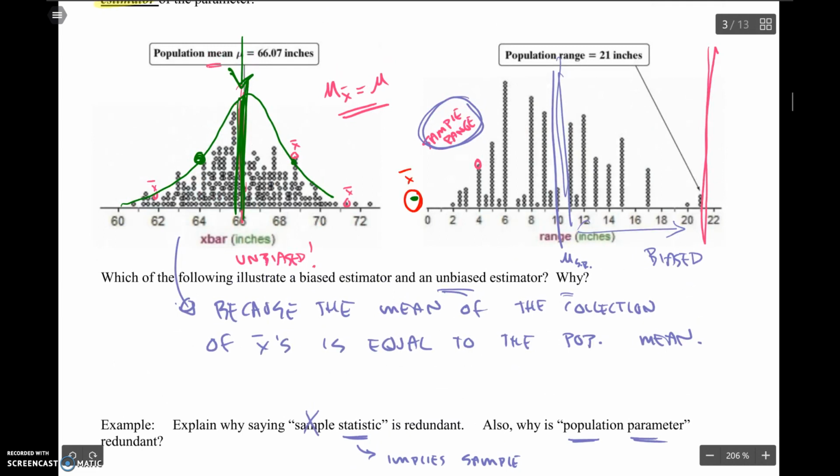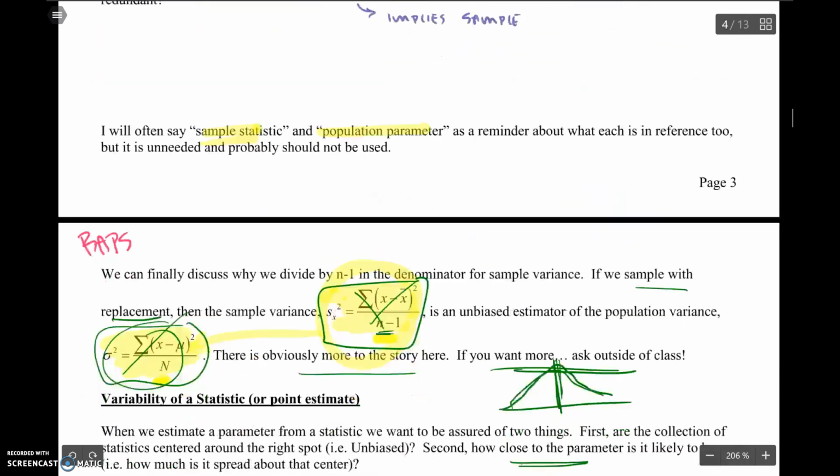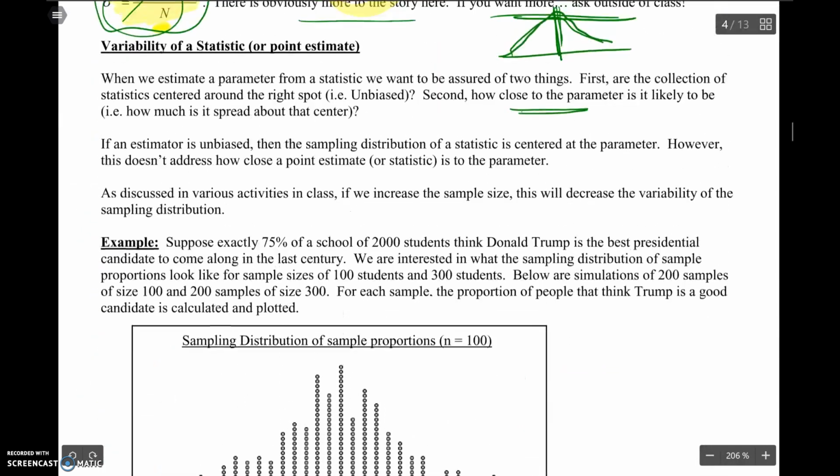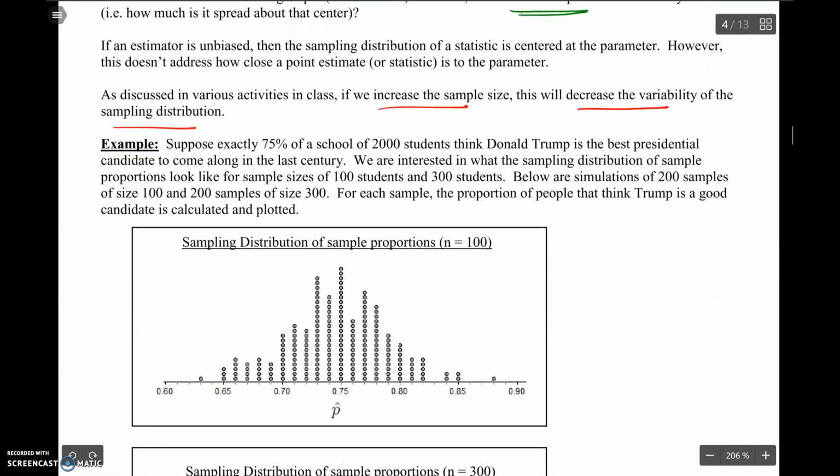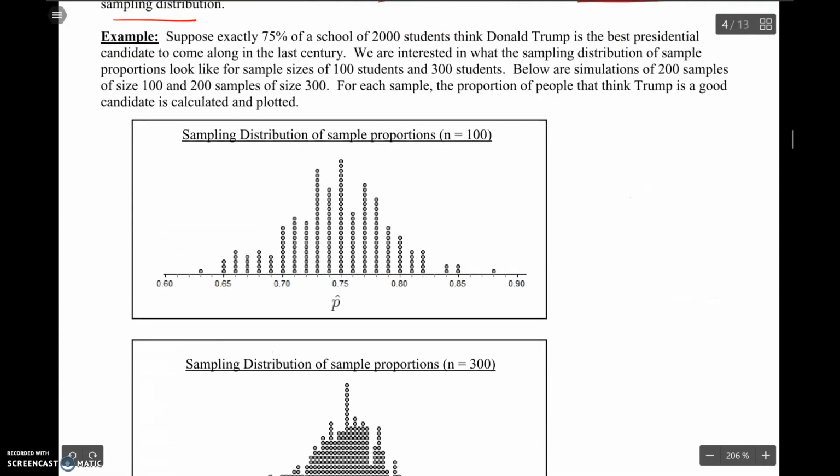When we report an X bar, the thing that people should be interested in is how close that sample mean is likely to be to the true parameter. People love thinking that, oh, if my sample is 72, then that must mean my population mean is 72. Well, no, we know it's probably not. The question is how far away is it from the true value? So, as we discussed in various activities in class, if we increase the sample size, this will decrease the variability of our sampling distribution. If we increase our sample size, it'll give us better estimates.